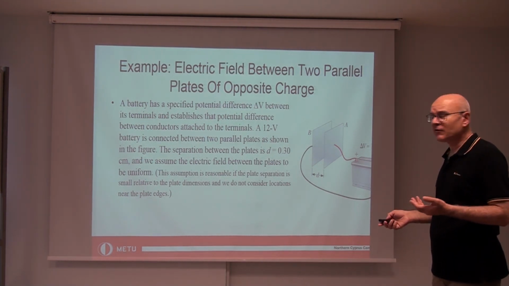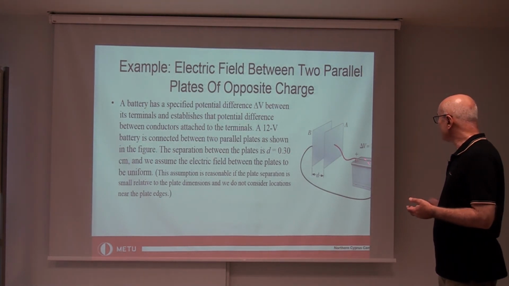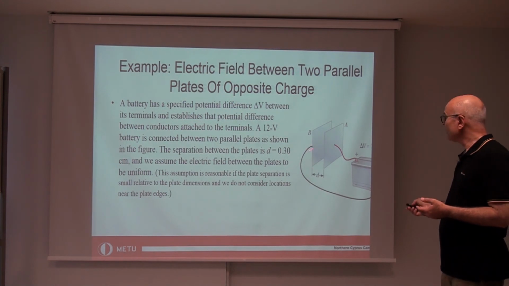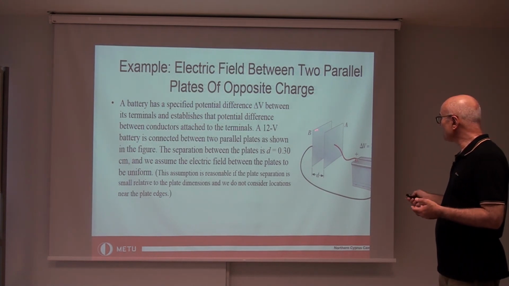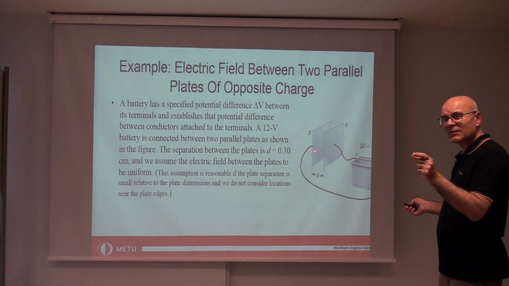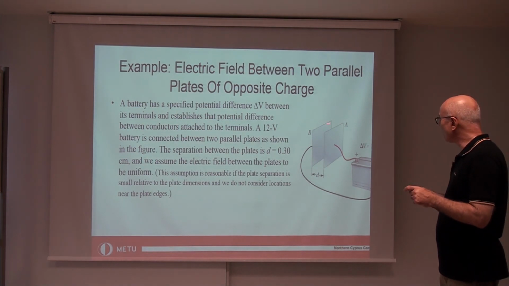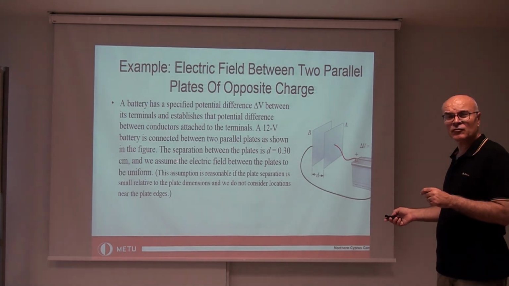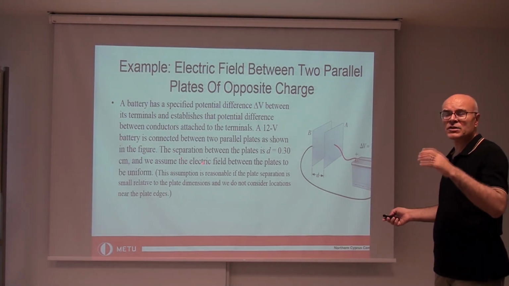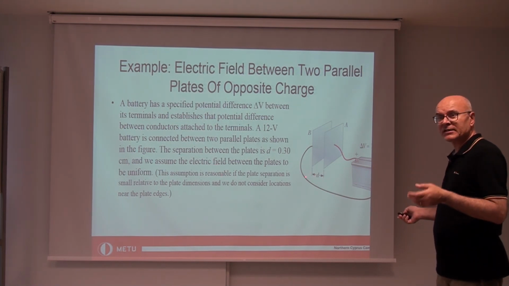One way of generating a uniform electric field is to consider two large plates and connect them to a battery. In the region between these two plates, which are separated by a distance d that is smaller than their dimensions, in the middle, away from the edges, the electric field can be considered, to excellent approximation, to be uniform. So this is one way of generating a uniform electric field.